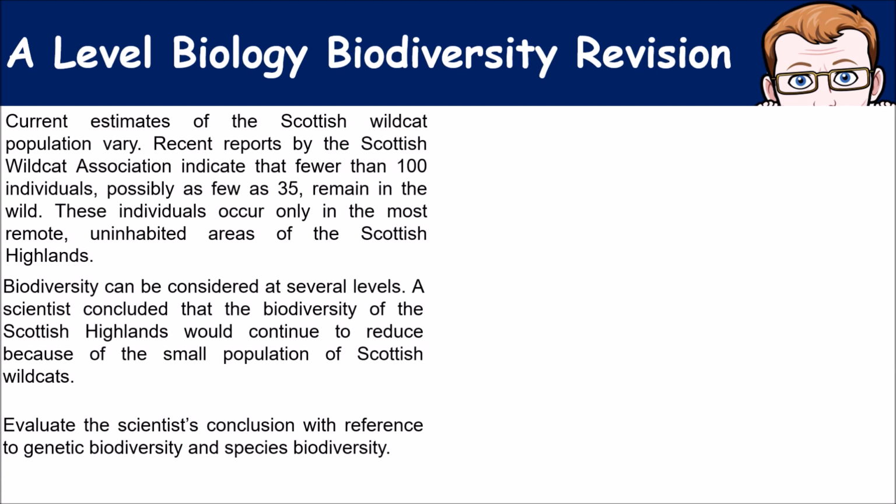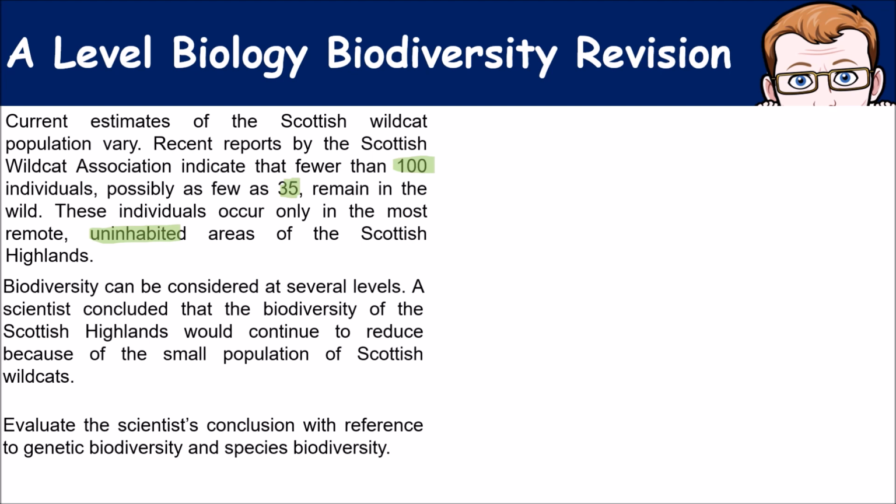Current estimates of the Scottish wildcat vary. Recent reports by the Scottish Wildcat Association indicate that fewer than 100 individuals are left in the wild. Right, so if it's talking about a low number of individuals, you're going to be looking at how you can protect them. 35 of these were going to be moved to an uninhabited island in the Highlands.